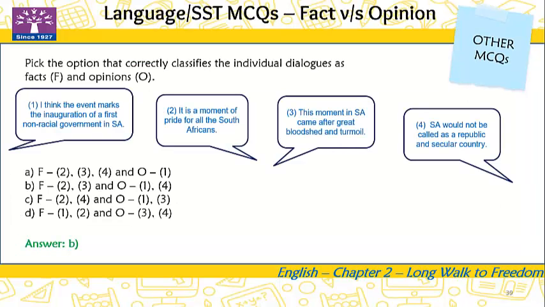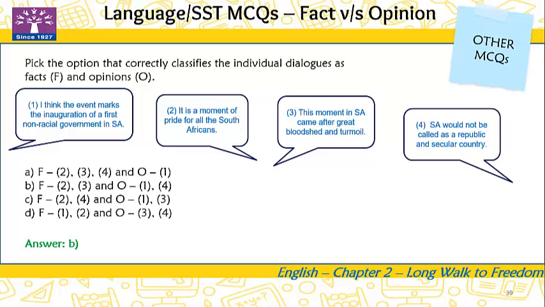The next type of language or social science MCQ that you can design is called a fact versus opinion MCQ. This depicts a dialogue between two prominent characters in a story. The dialogue may be directly from the textbook or implied from the story. Students will need to read the dialogues and determine, in context with their story, whether the dialogue is a fact or an opinion. In this example, 4 dialogues of Nelson Mandela are considered, and the student has to evaluate if these are facts or opinions of the speaker.